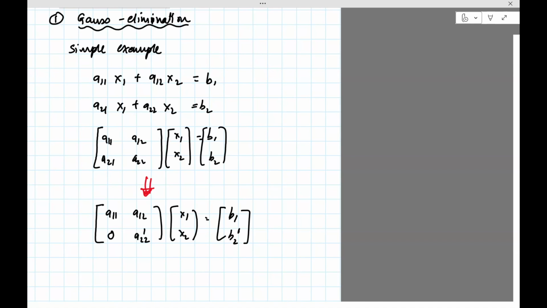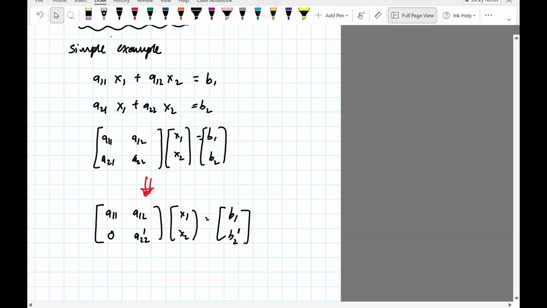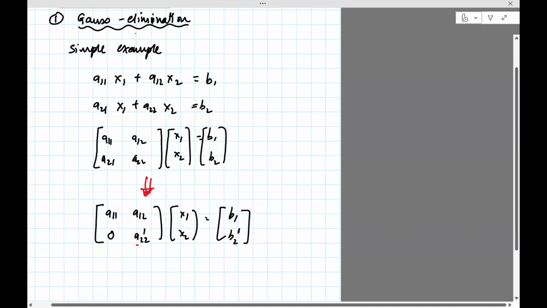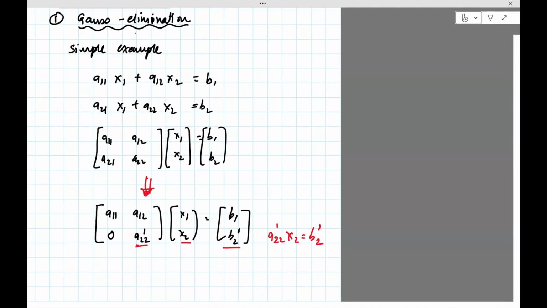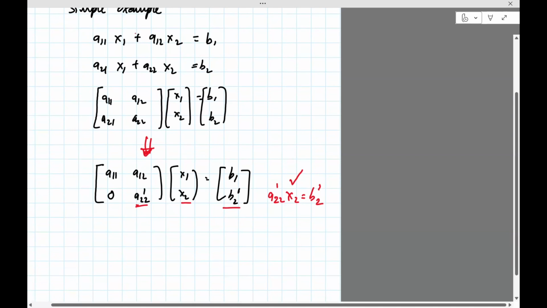The reason is that if you look at the second equation, it is essentially A22 prime x2 equals B2 prime. x2 is just B2 prime divided by A22 prime. That's it, right? Once you know the value of x2, we can take the first equation.